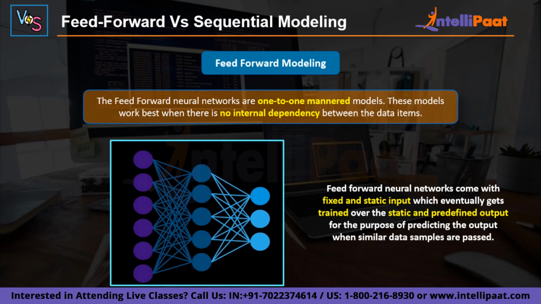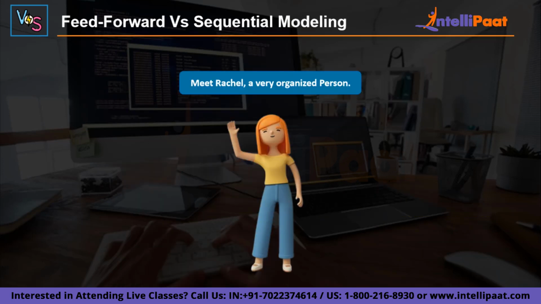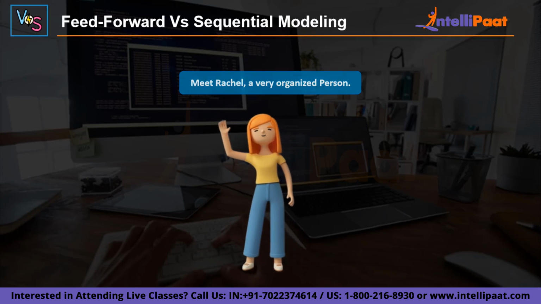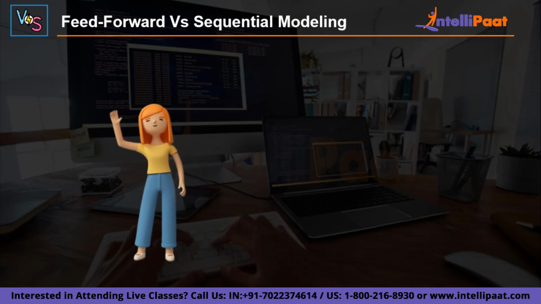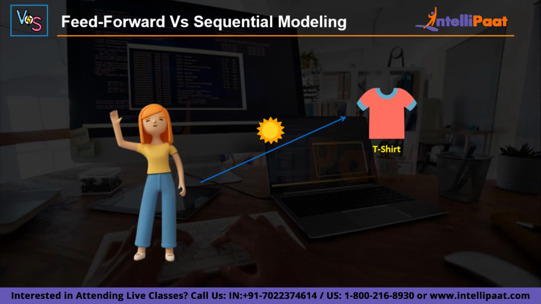And furthermore, these models come with fixed and static input which eventually gets trained over static and predefined output for predicting similar data samples when applied. Let me help you understand the feed-forward neural network with the help of an example. The person you guys can see on the screen is Rachel, and she is a really organized person. Recently, she has decided that for the approaching monsoon season, she will wear a t-shirt when the day remains sunny. Otherwise, if it's rainy outside, she will prefer wearing a waterproof jacket.